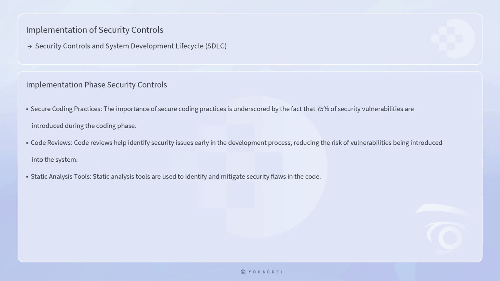During the implementation phase, the actual coding of the system takes place. Security controls during this phase include secure coding practices, code reviews, and static analysis tools to identify and mitigate security flaws in the code. The importance of secure coding practices is underscored by the fact that 75% of security vulnerabilities are introduced during the coding phase. Code reviews and static analysis tools help identify security issues early in the development process, reducing the risk of vulnerabilities being introduced into the system.